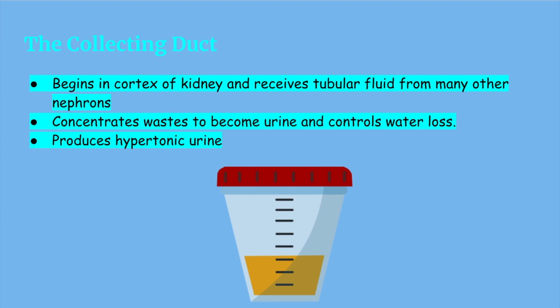The collecting duct begins in the cortex of the kidney and receives tubular fluid from many other nephrons at the same time. They concentrate the waste to become urine and control water loss by reabsorbing as much water as they can, depending on how hydrated the person is. The collecting duct does this and produces a hypertonic urine, meaning there's a high osmolarity in the urine. To further talk about the collecting duct, let's move over to the Thinkpad.